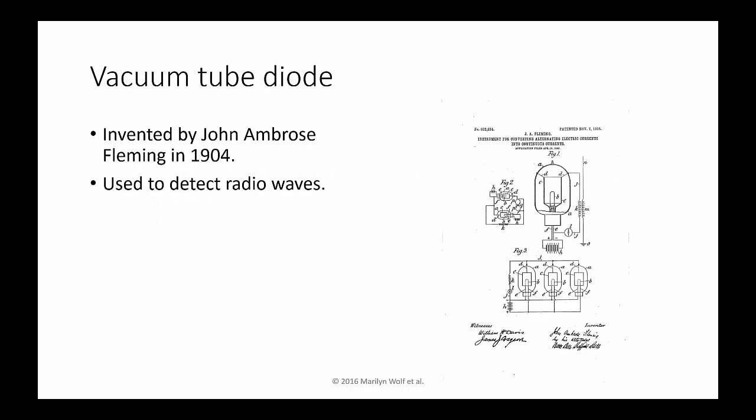But the real impetus for improving electron devices came with the invention of radio. Many inventors tried to develop improved detectors that were better than the simple detector that Marconi used. In 1904, John Ambrose Fleming improved upon the Edison Effect tube to build the first vacuum tube diode, and this was widely used to detect radio waves.